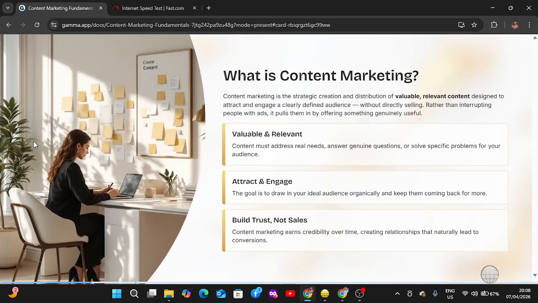So for women that like to buy wigs or makeup, what you do is help them feel beautiful. So we create content around that to make people who maybe feel insufficient look more beautiful themselves. Then the next thing is to attract and engage. The goal is to draw in your ideal audience organically. Some of you who have been in my subsequent classes know what organic traffic is: non-paid traffic. That's where content marketing comes in, keeping them coming back for more.